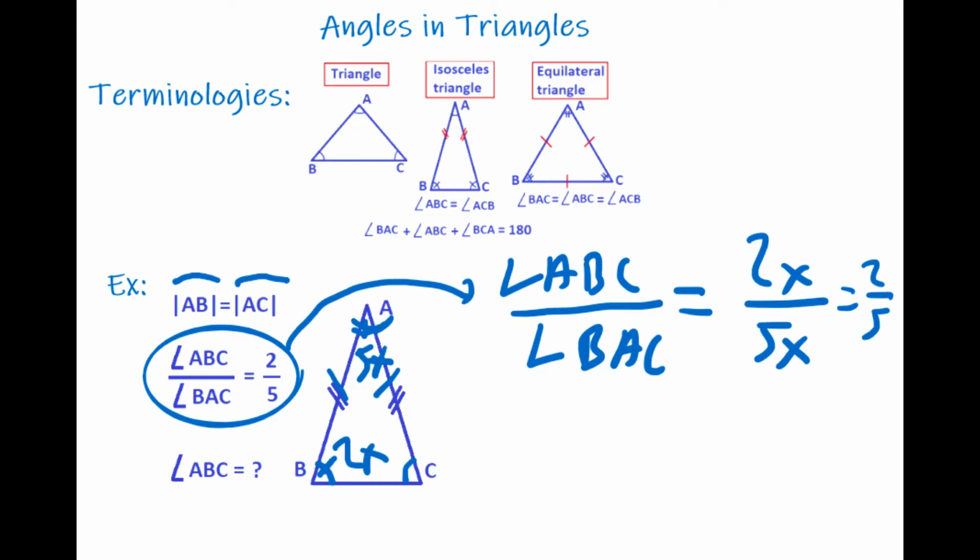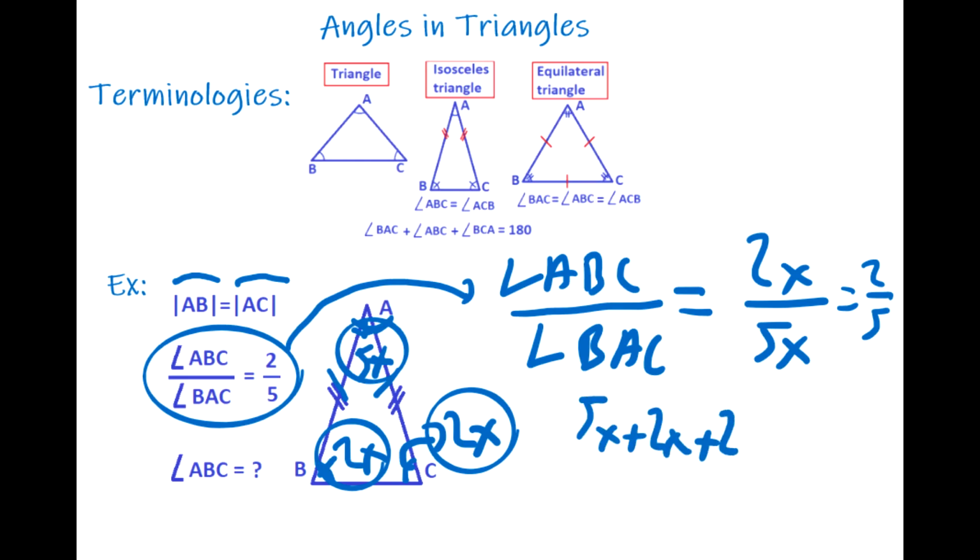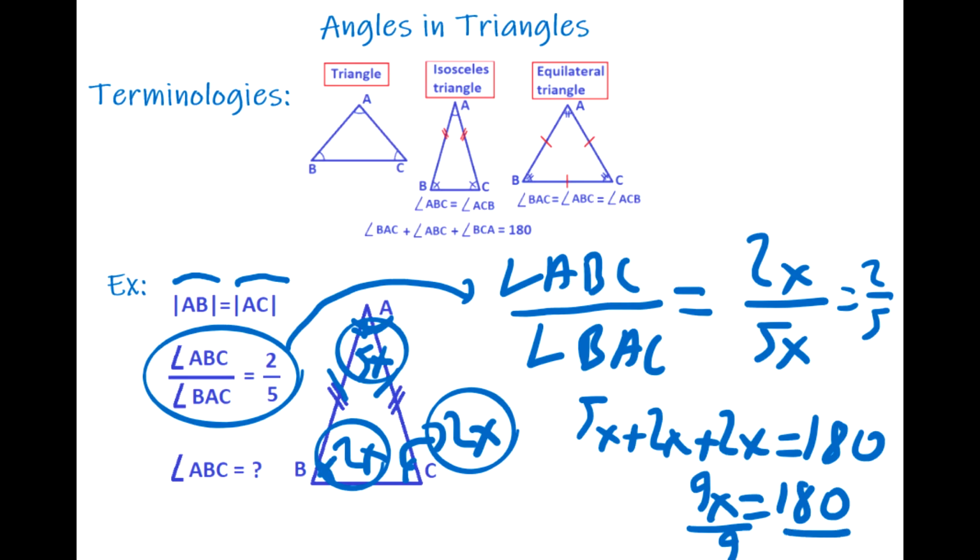So if this is 2x, by the way, and that is also 2x, right? So we have 5x here, we have 2x here, we have another 2x here, and these are the interior angles in a triangle. So we can write from here that 5x plus 2x plus 2x has to be equal to 180, guys. And 5x plus 2x is 7x, 7x plus 2x is 9x. So if 9x is 180, and then divide both sides by 9, these are gone. So x is 20, guys. This is what we can obtain from here.